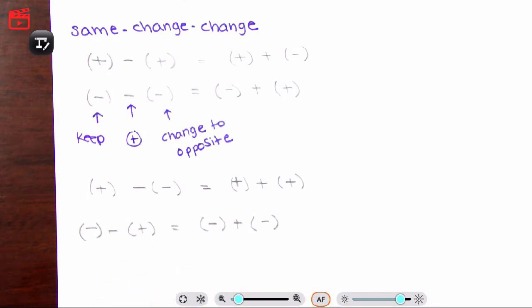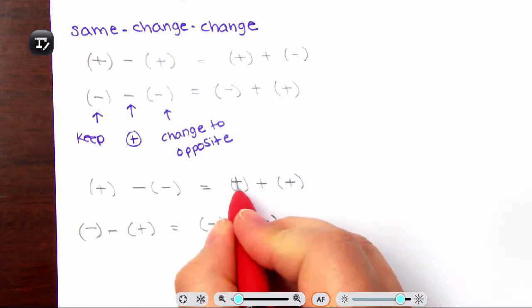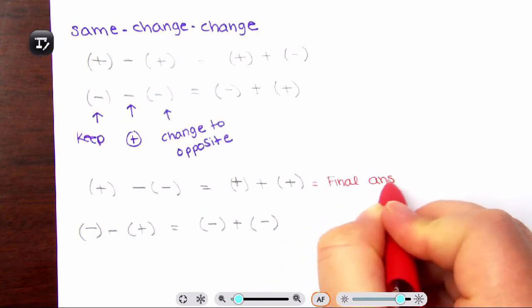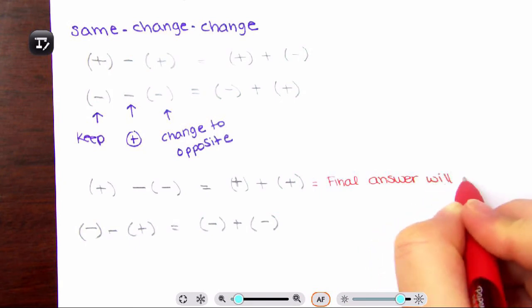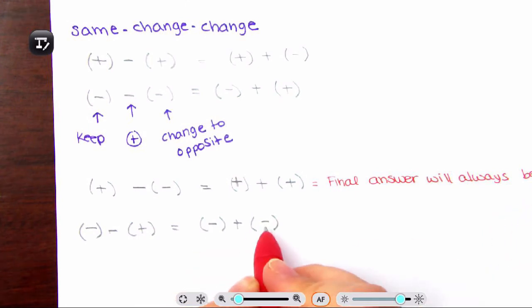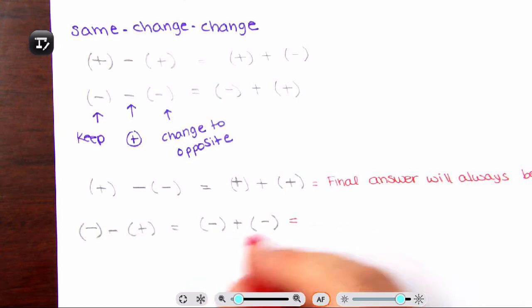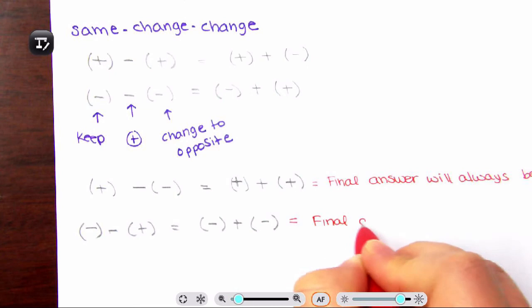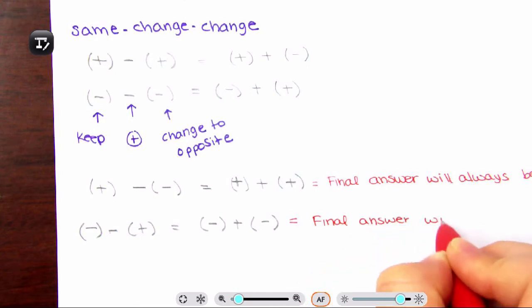Just so you can recall, if you watched our previous video, how to add integers, when we're adding, there's two things that we know. If we're adding two positives, our final answer will always be positive. This one here says two negatives. If I'm adding the same sign, it's going to be whatever that sign is. So two negatives added together, the final answer will always be negative.